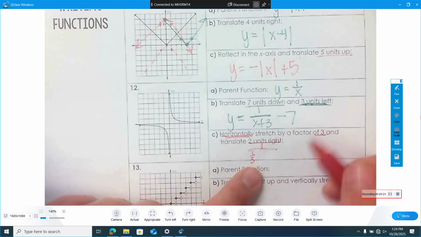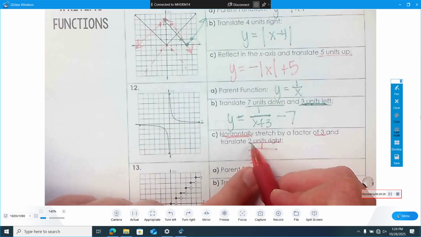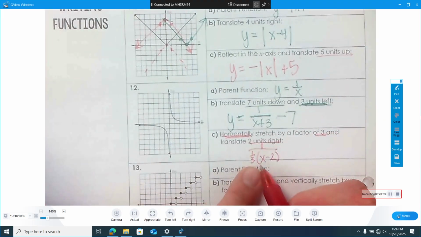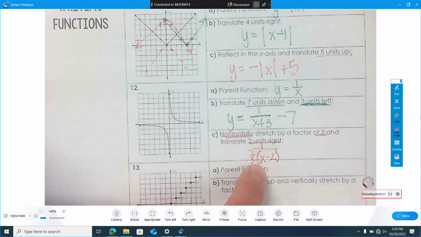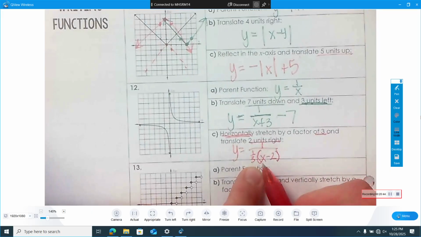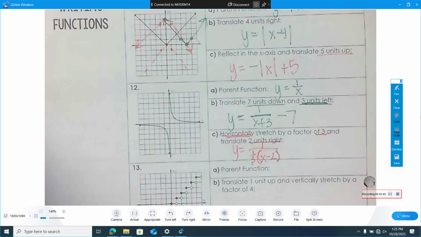1/3. So, we need x minus or plus 2. What is it? X minus 2 or x plus 2? X minus 2. And I need to make sure that that 1/3 is not multiplied in. All right, y equals. All right, that's it. There's our 1/3, which we would flip, and that's going to stretch our x values by 3, and then we would shift it right 2. So that works.